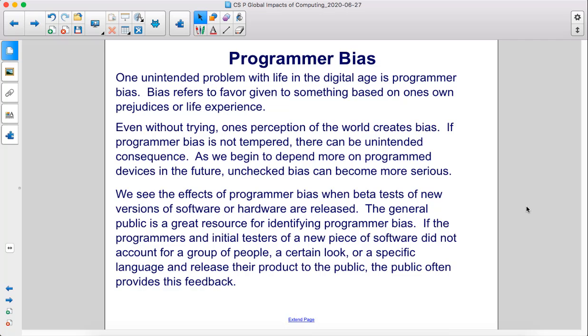If programmer bias is not tempered, there can be unintended consequences. As we begin to depend more on programmed devices in the future, unchecked bias can become more serious. We see the effects of programmer bias when beta tests of new versions of software or hardware are released. The general public is a great resource for identifying programmer bias. If the programmers and initial testers of a new piece of software did not account for a group of people, a certain look, or a specific language, and release their product to the public, the public often provides this feedback.